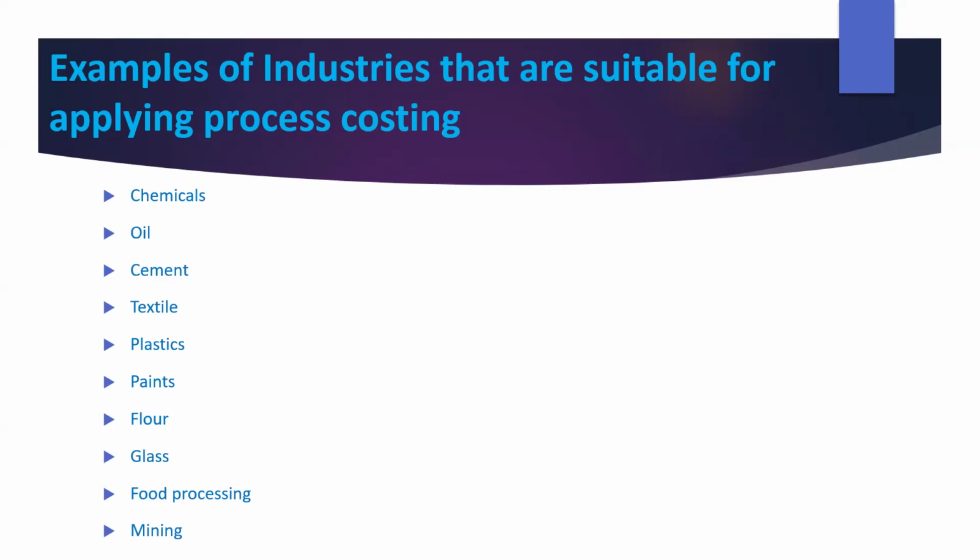Take the example of cement. All the cement is the same in each cement bag. All the paint is the same in a paint bucket. All the flour is the same in a flour bag. So you can see here all the products are homogeneous. When we are producing homogeneous products in large quantities, we can use this process costing system.